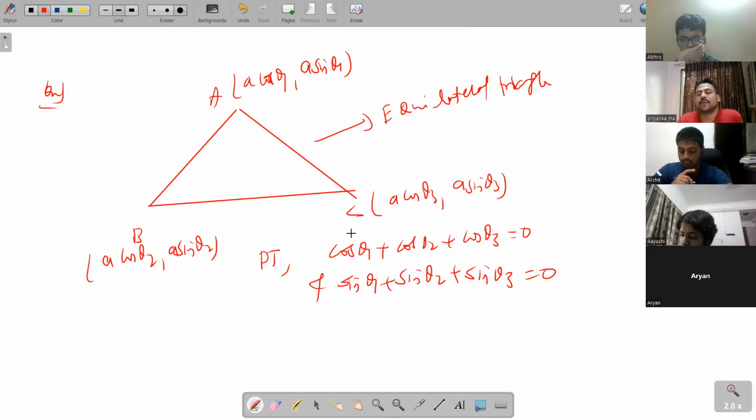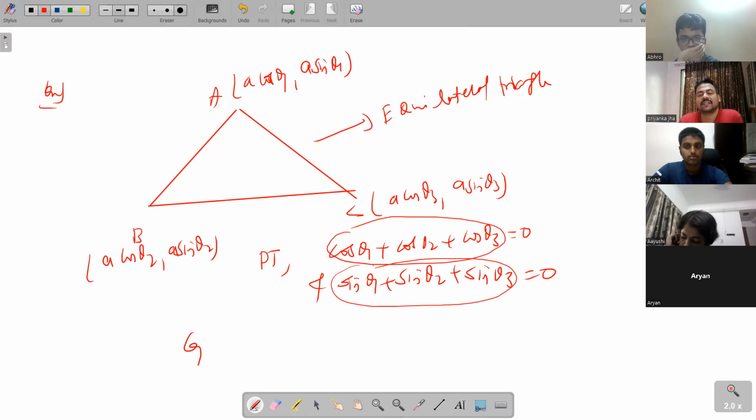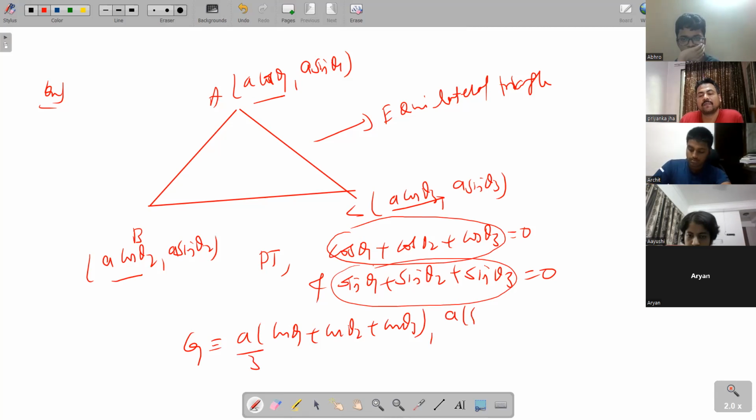So you can see that, just find the centroid of this triangle. G is the centroid of this triangle. That is (x1 plus x2 plus x3) by 3. So take A common: (cos theta 1 plus cos theta 2 plus cos theta 3) by 3. And y will be A (sin theta 1 plus sin theta 2 plus sin theta 3) by 3, right? This is what we have to make zero. You have to prove that this whole part is 0, this whole part is 0.